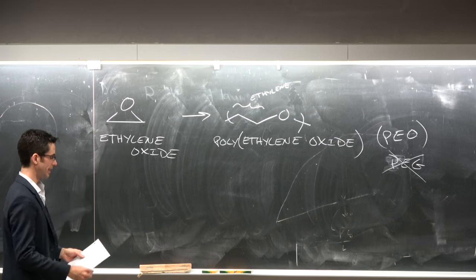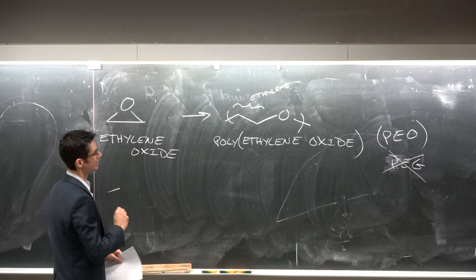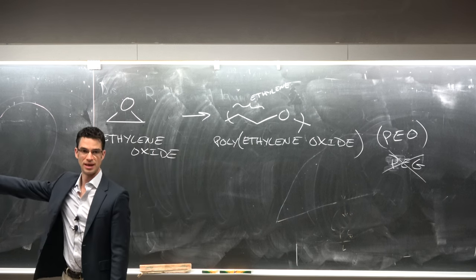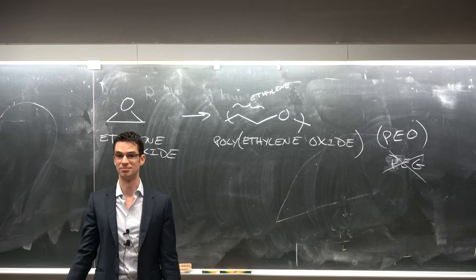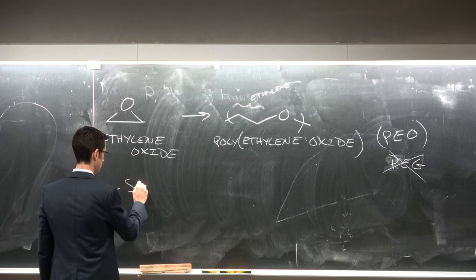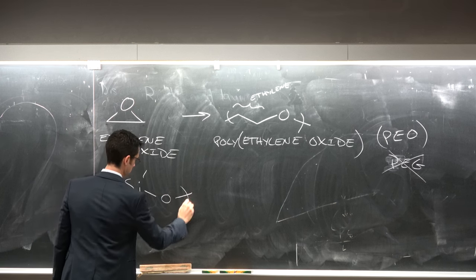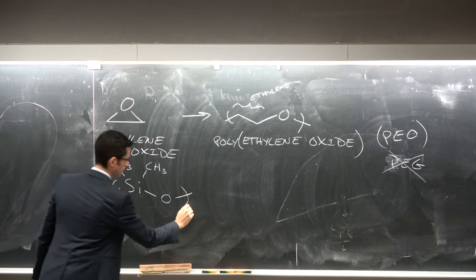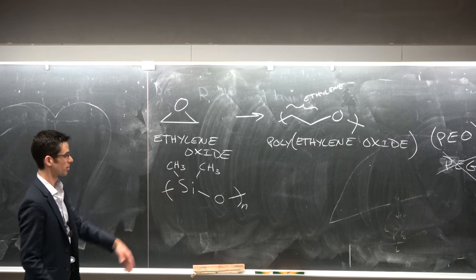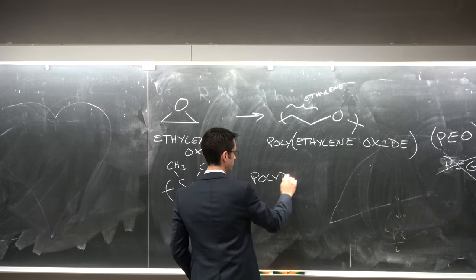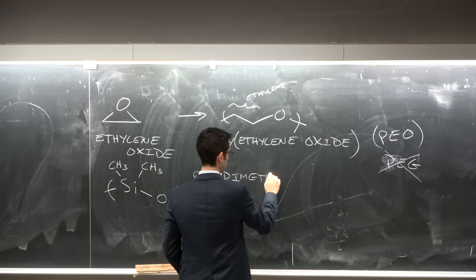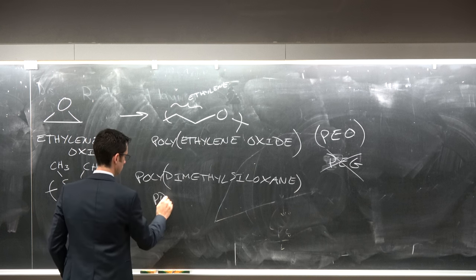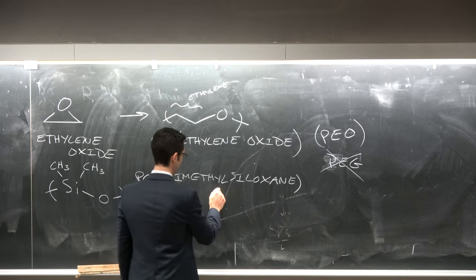Okay, how about famous polymers in nanofabrication? We talked about polydimethyl siloxane. We have a lot of carbon bonds in the backbone of these materials. How about, can we have polymers that have no carbon in the backbone? Yes, we can. Just a silicone rubber. This is polydimethyl siloxane, or PDMS. Also known as silicone rubber.